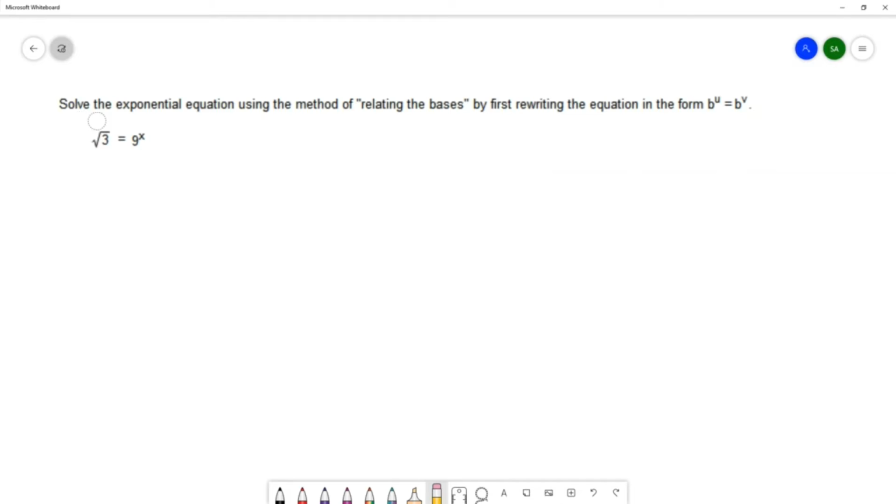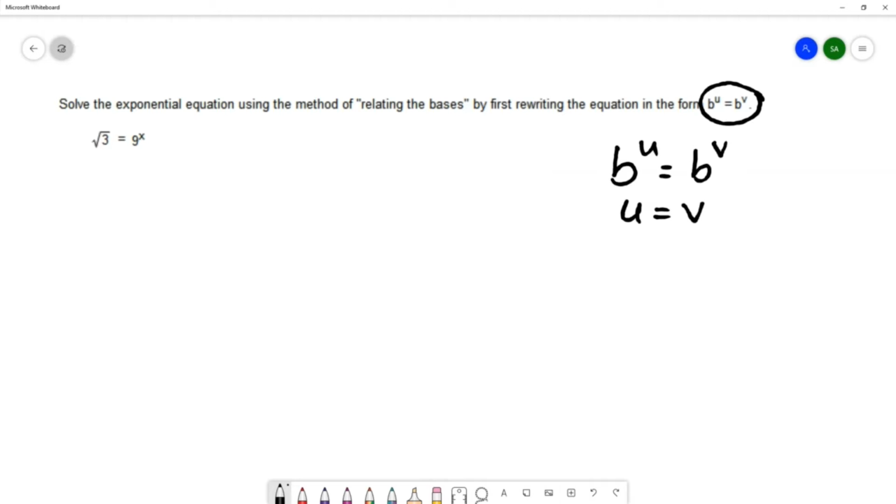On this question, we want to solve the exponential equation using the method of relating the bases by first writing the equation in the form b to the u equals b to the v. The example we're working with is the square root of 3 equals 9 to the x. So we're going to start by rewriting the equation in this form. The reason we want to do that is because then we can apply the one-to-one property that exponential functions have. Once we have the bases the same, we're going to be able to say that the exponents are equal to each other.